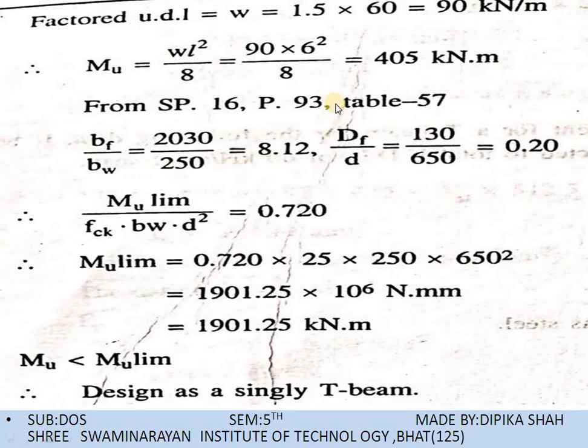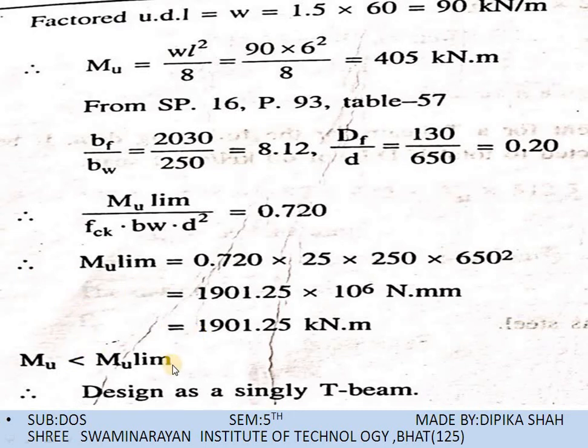So we will get the value of mu limb from SP16 page number 93, table number 57, but we will not use SP16 in an example in an exam. So we have to calculate mu limb from the equation. We have equations for mu limb given in the IS code. I have already discussed the equations for mu limb from the code, so use that equation and find out the mu limb.